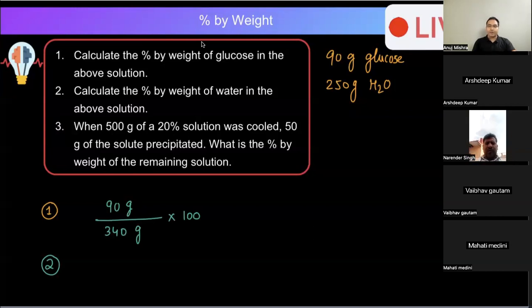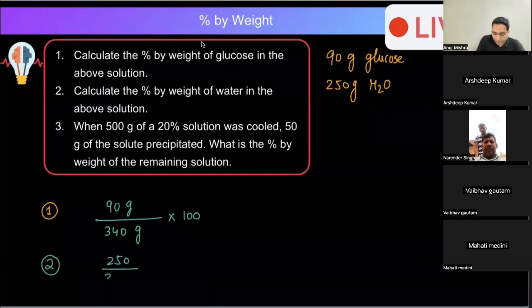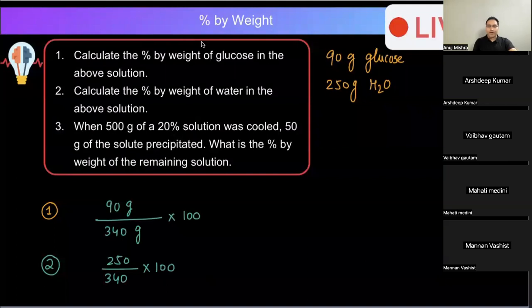Let's try the second part. Percent by weight of water in the above solution. So we can say 250 divided by 340 into 100. All right. That will be the second part. Everyone is getting this answer? Yes. Very good. But see, answers are coming different for different students. So please solve it till the end. Very nice.